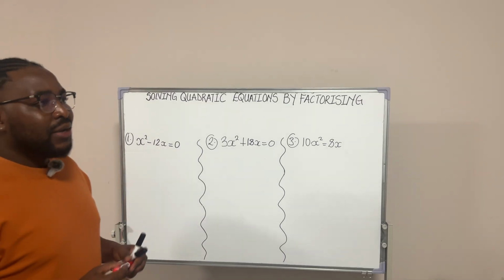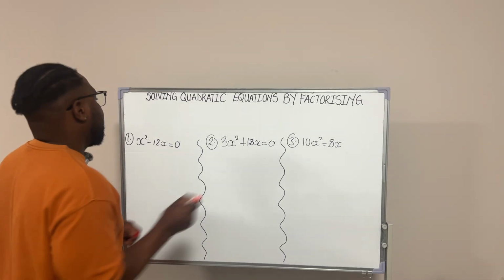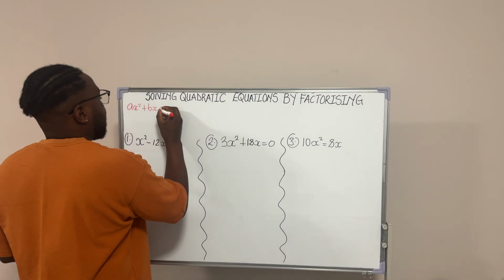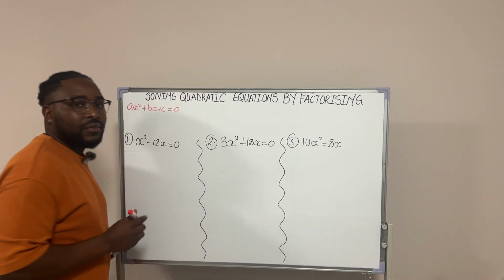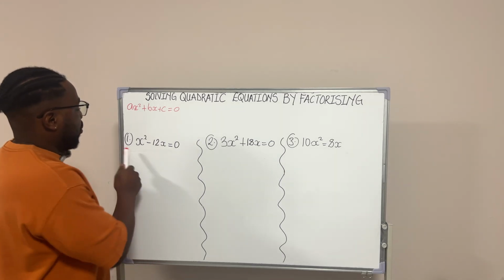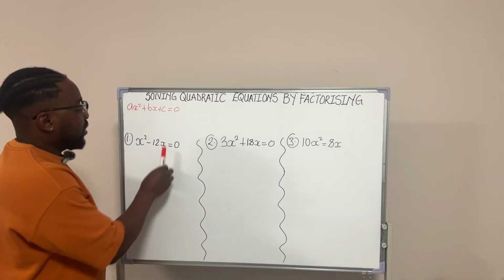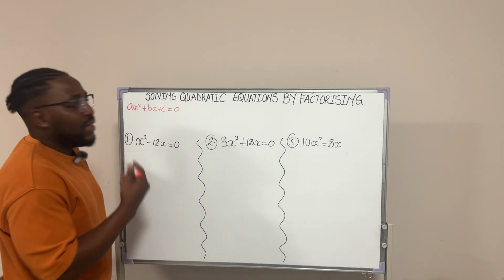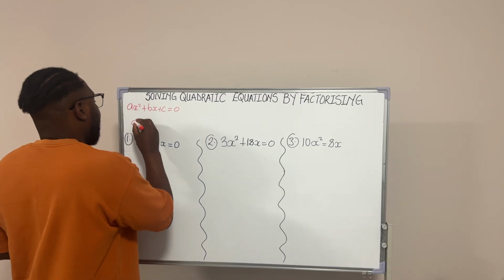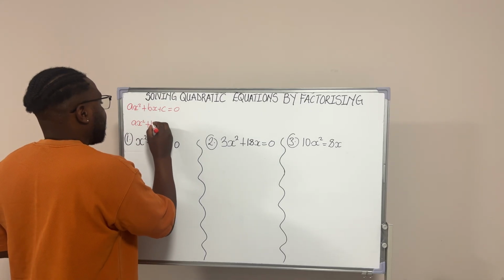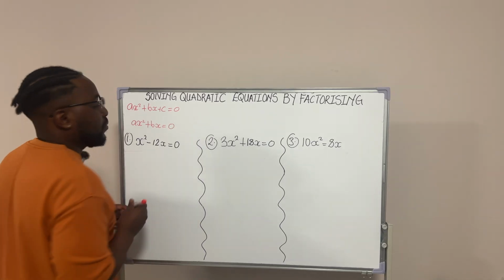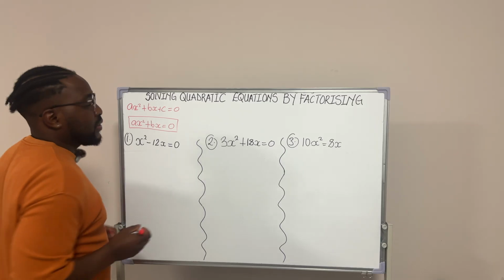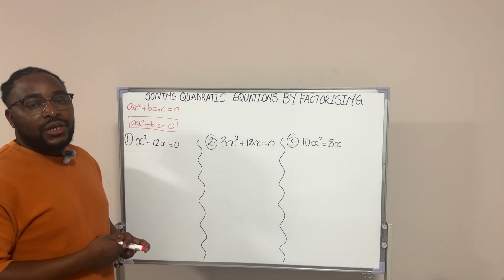The standard form of a quadratic equation is ax squared plus bx plus c equal to 0. Now, if we look at our first question over here, you can tell that it's missing a constant term, which is c. So that leaves us with ax squared plus bx equal to 0, and this right here is the standard form of a two-term quadratic equation.